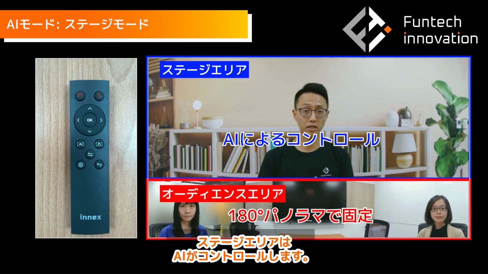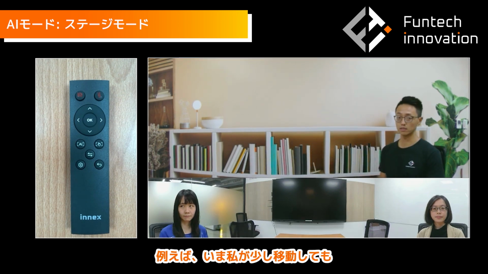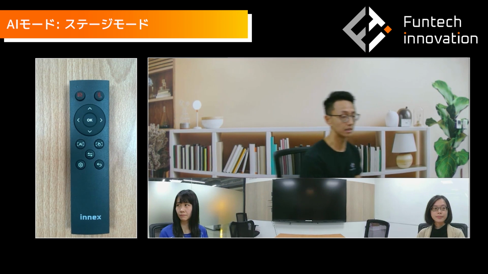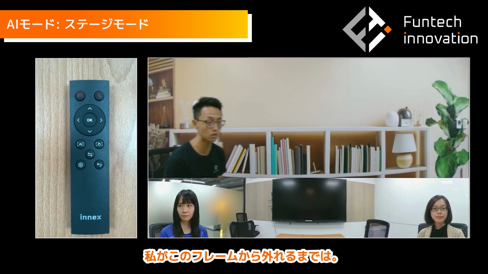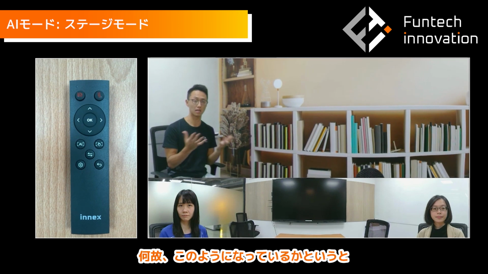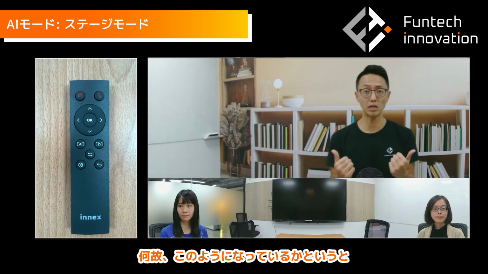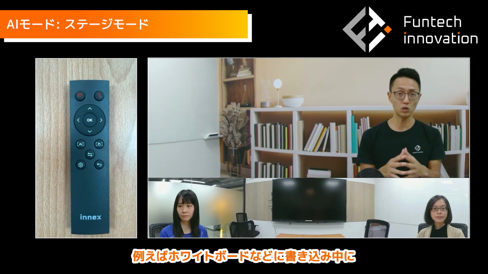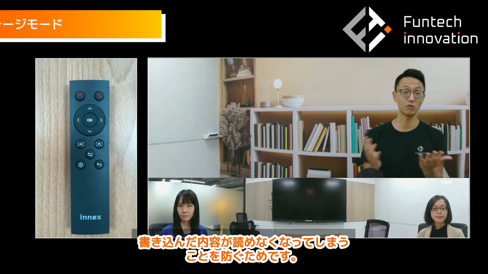AI is actually available in the stage area. Notice that if I'm moving around here in the top bar, AI doesn't do anything until I actually get outside of the frame. Then the AI will frame me when it sees me disappear from the shot, like so. The reason why AI only frames me when I get out of the frame is because it wants to reduce small movement if I'm moving left or right to the whiteboard or the flip chart.